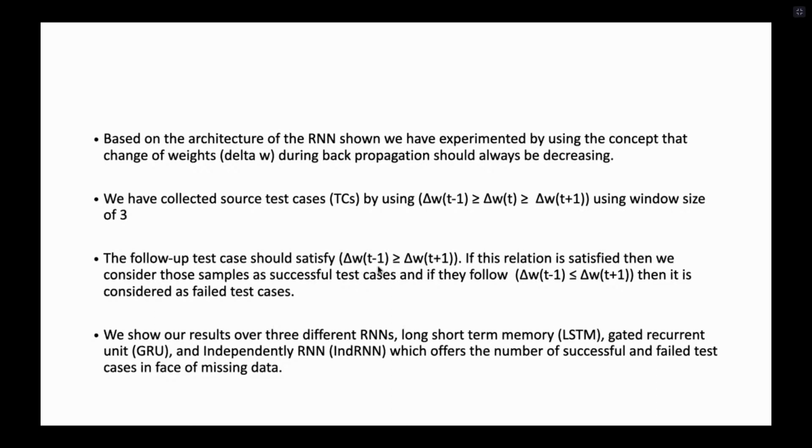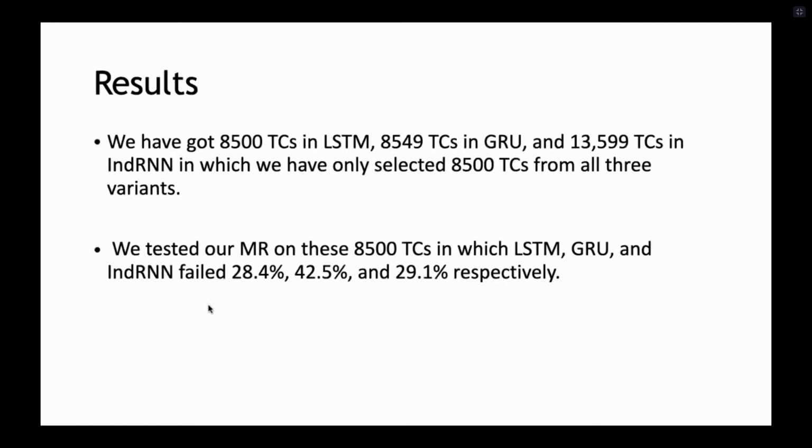The change in weight at t-1 should be greater than or equal to change in weight at t+1. If it satisfies, it's a successful test case. If it doesn't, if it's less than t+1, then it's a failed test case. We have tested this experiment over 3 different variants of RNNs: long short-term memory, LSTM, gated recurrent units, GRUs, and independently RNN. And these are our test results over here.